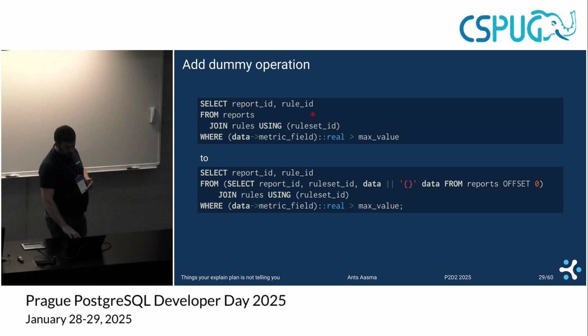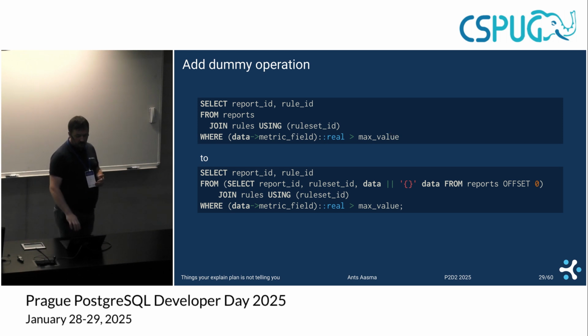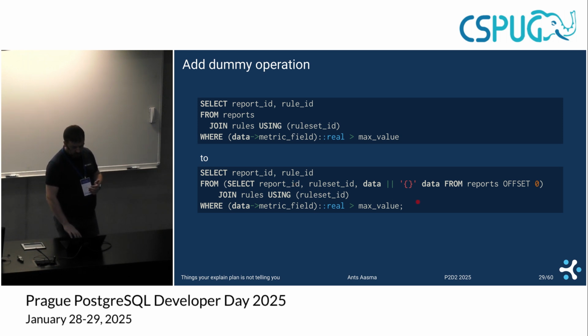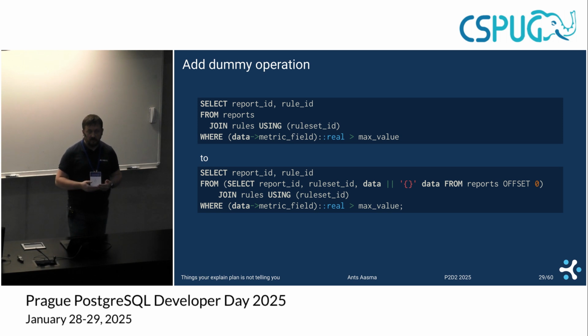So if you remember the query here, we had this condition here that was evaluating the join clause, and this was reading the data field multiple times. And we do a slight transformation, so we replace the reports table here with a subquery. And the subquery doesn't do much, it just selects all of the data from the reports table, and adds an offset 0 as an optimization boundary. It does nothing useful to the data, so logically it's a no operation, but for the Postgres planner, that's a fence that it doesn't dare to cross.